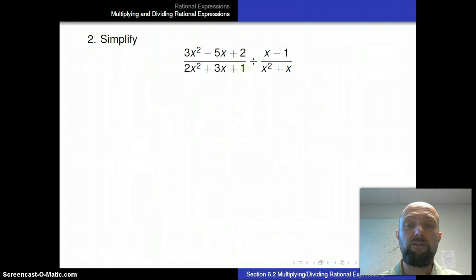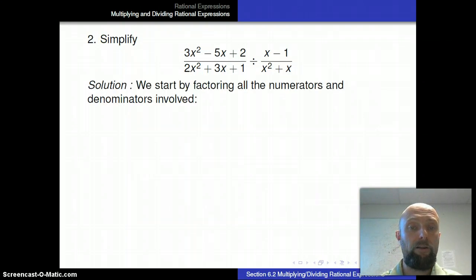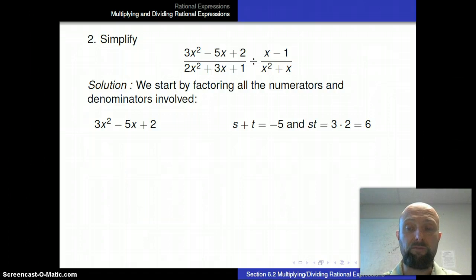Question 2. Simplify the following division. We start by factoring all the numerators and denominators involved. 3x squared minus 5x plus 2, this is the AC method. We are looking for two numbers whose sum is negative 5 and whose product is 3 times 2, which is 6. We see that negative 3 and negative 2 work. Negative 3 plus negative 2 is negative 5, and negative 3 times negative 2 is 6.